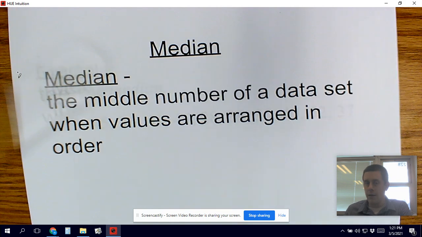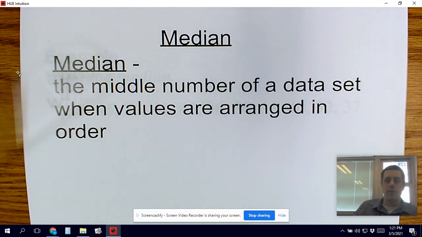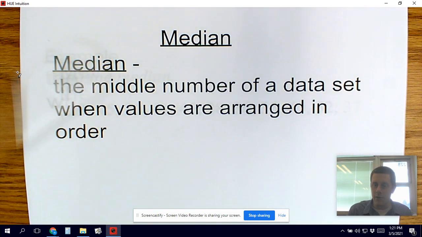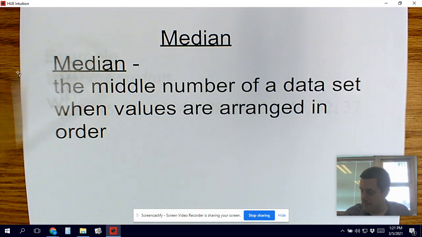Median, if you want to grab your notebooks and record the definition, is the middle number of a data set when values are arranged in order. So median, think the middle. The median of a road is the middle of the road. The median of a data set is the center of that data set. So take a moment, copy down your definition, and then we'll get ready to roll with a couple examples.